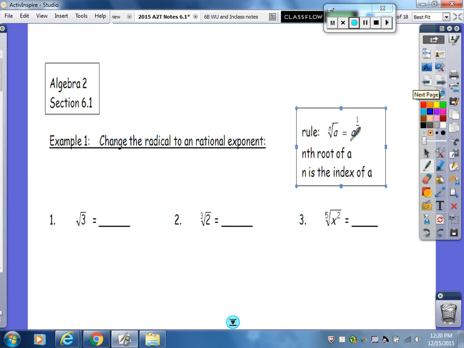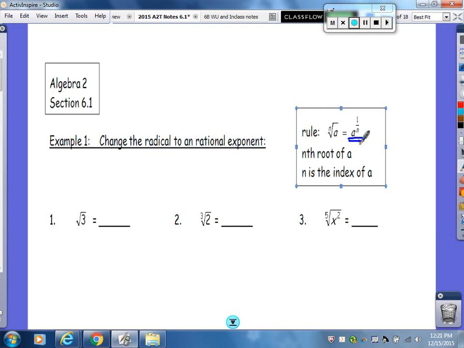It says change the radical to a rational exponent. So that means we want to write this with a fractional exponent. When we take a root, it's the same thing as writing it as a fractional exponent. Number 1 is the square root of 3, so n is implied to be 2. You never see the 2 written. As a rational exponent, we're going to write this as 3 to the 1/2. Number 2, n is 3. This is a cube root, so we're going to write this as 2 to the 1/3.